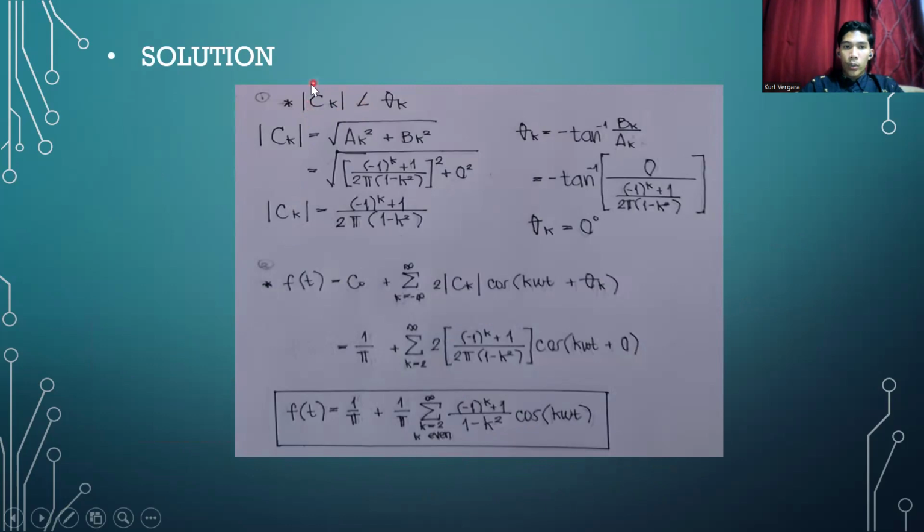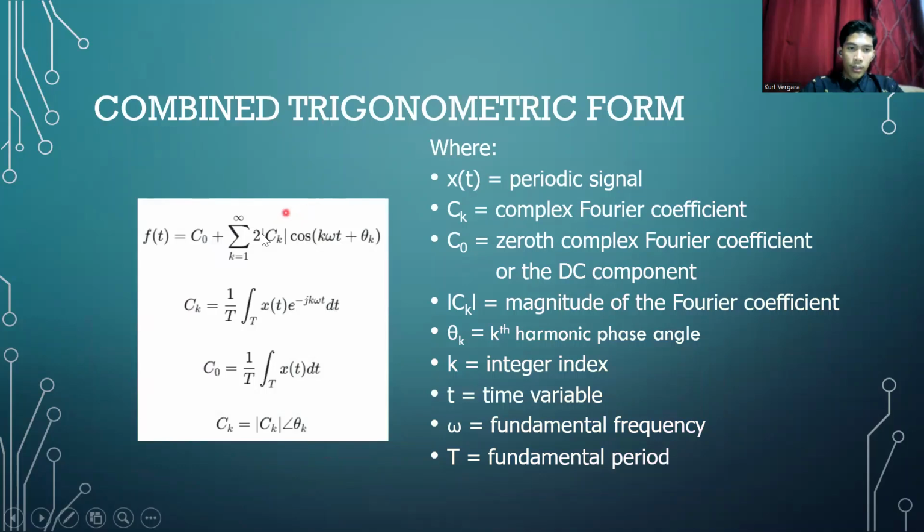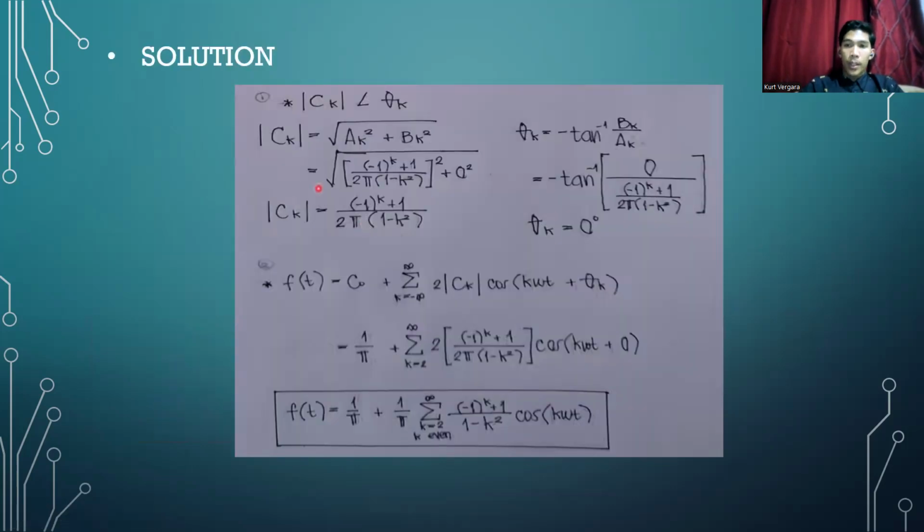In getting the magnitude of C sub k, by the way, this one is the magnitude of C sub k, not absolute value. So this is the magnitude, and this is the phase angle of C sub k. So first, the magnitude. In getting the magnitude, we will just use this equation: square root of a sub k squared plus b sub k squared. So again, substitute the values of the two, solve it, and this is our c sub k.